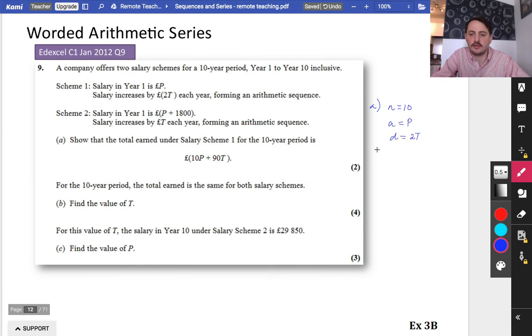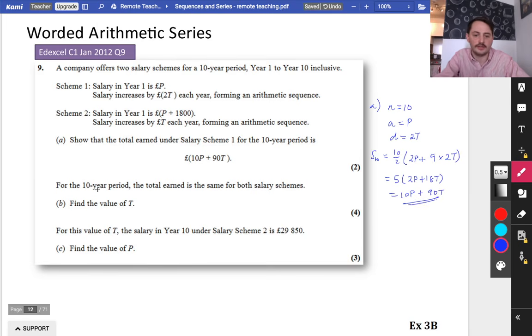So we're just going to go straight in with the formula, so that the sum of the first 10 years is n over 2 brackets 2a plus n minus 1, which is just 9, multiplied by 2t. So that becomes 5 times 2p plus 18t, which is 10p plus 90t, as they wanted.